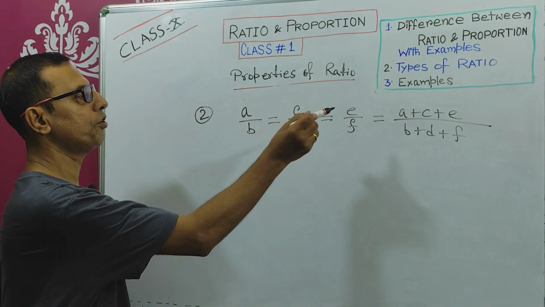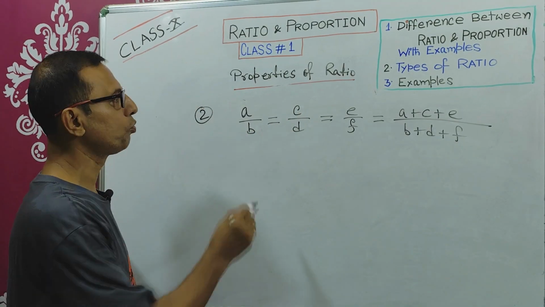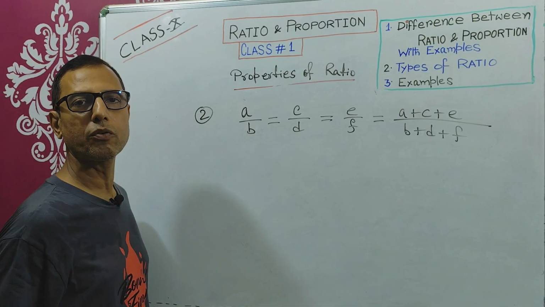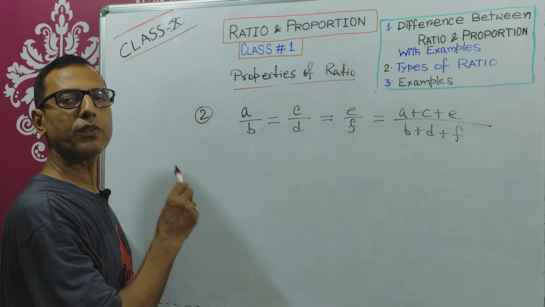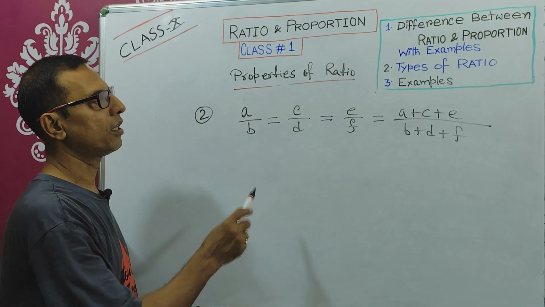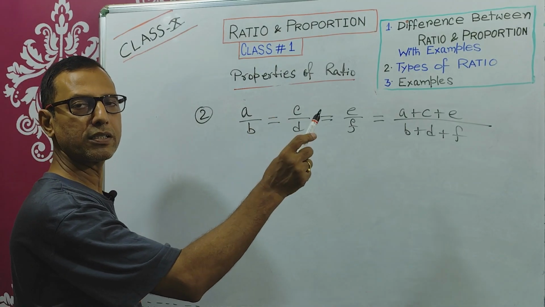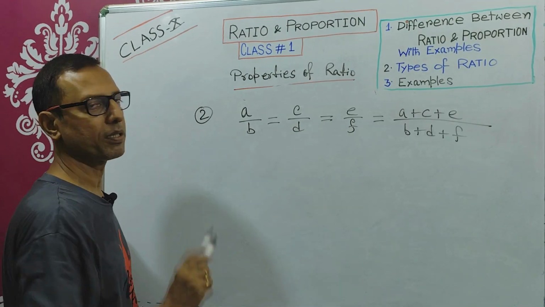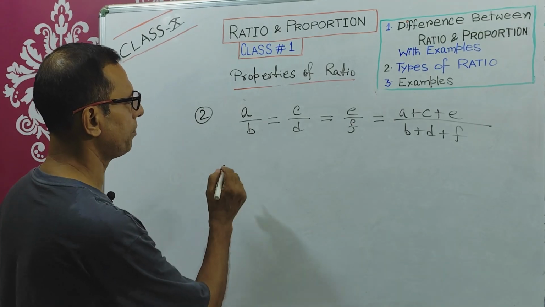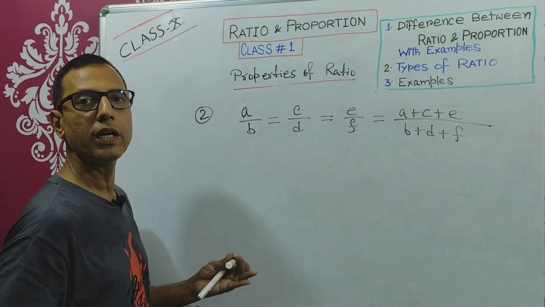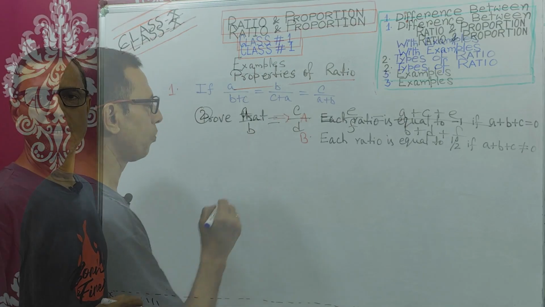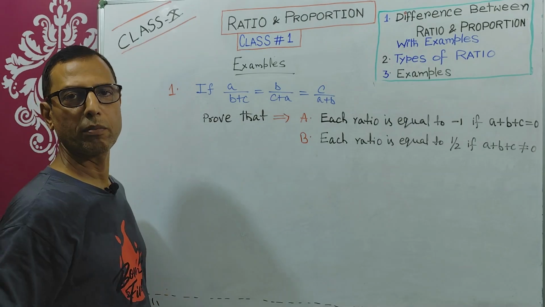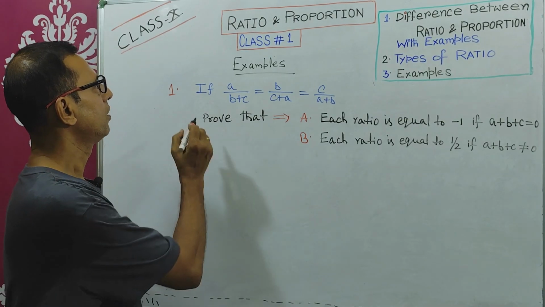So if two or more ratios are equal to each other, then each of the ratios will be equal to the sum of their numerators by the sum of their denominators. This is another property. So these two properties you need to remember. These two will be useful in many of the problem sums. So now we will do a few problem sums on ratios.